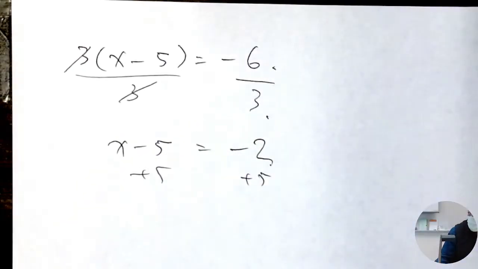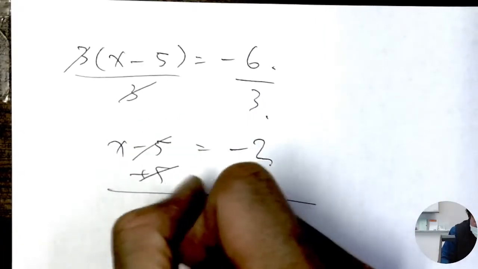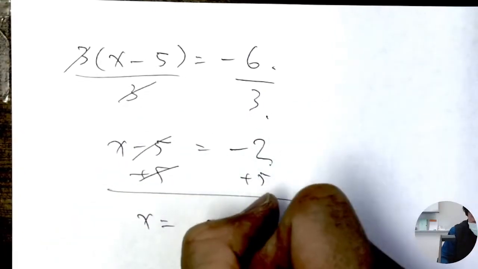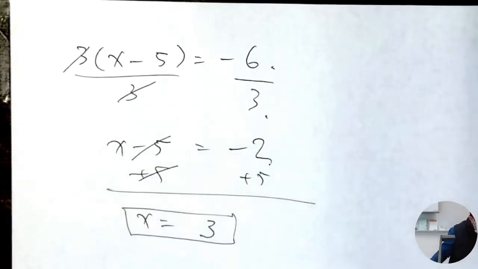Plus 5. Emily, are you following? 5 and 5 is gone. So -5 and 5 is gone. X equals to 3. Oh, what a coincidence. 3 again.